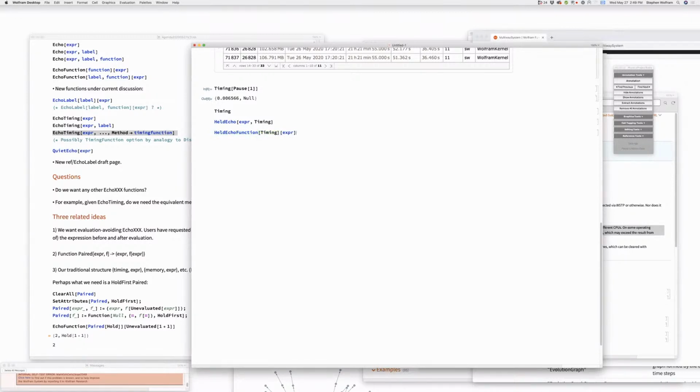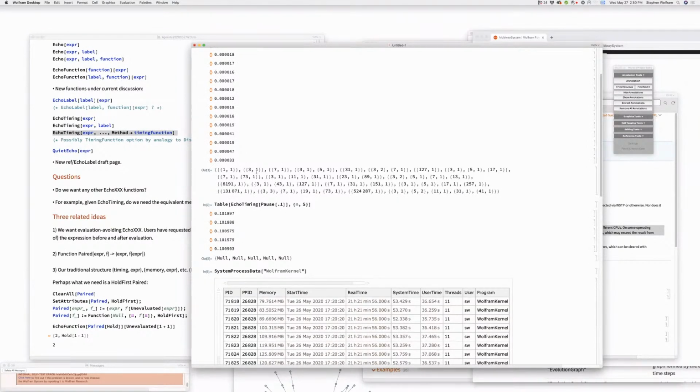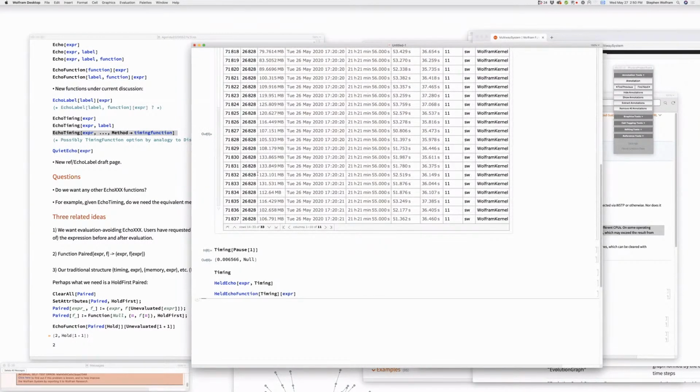Yes, even though once we put it in operator form, we have the problem of how do we do the holding. Exactly. Because it's not quite the same as echo function, because you're not going to print the output of timing. You're going to print just the first argument of the result and return the second argument. You are printing the result of timing, right? No, that's the first argument of timing that gets printed, and the second argument of timing is what gets returned by echo timing.